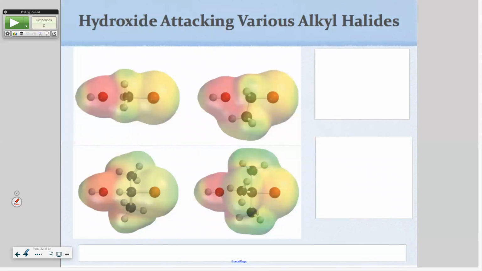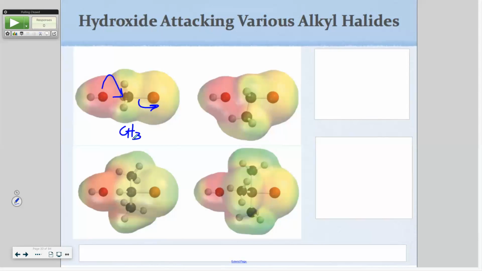Here is how hydroxide ion would attack different alkyl halides. Remember that the nucleophile is going to come in from the back and the group leaves from the front. What is that little term for that we said? Backside attack. All right. So here's my nucleophile. It's going to go here and this is going to leave. This is the methyl one.